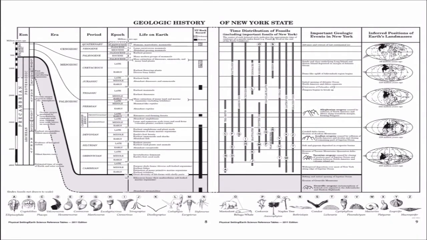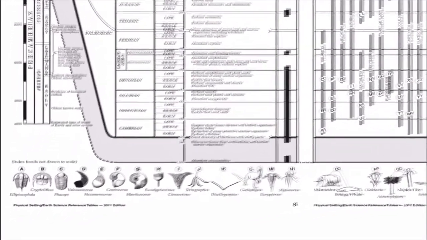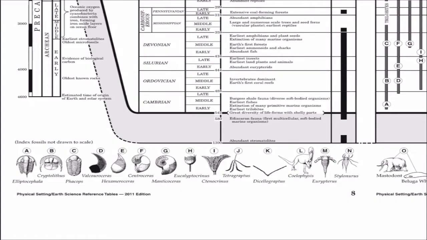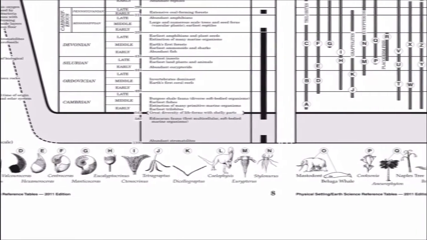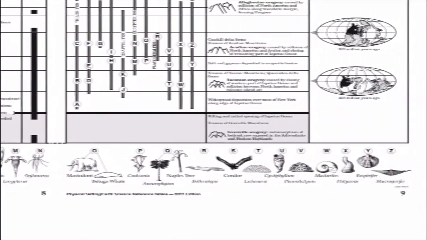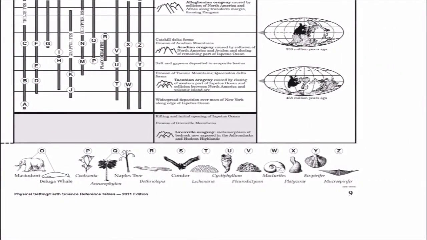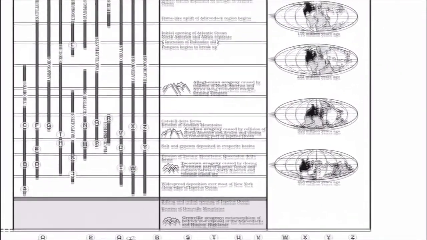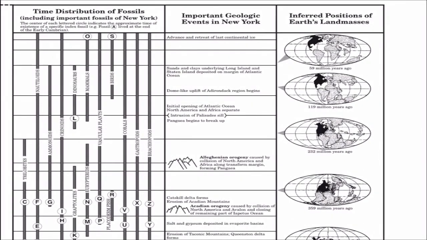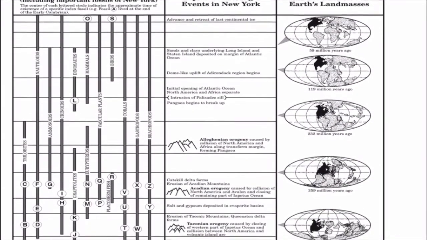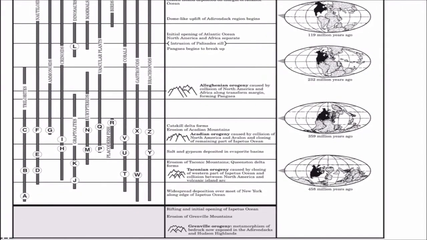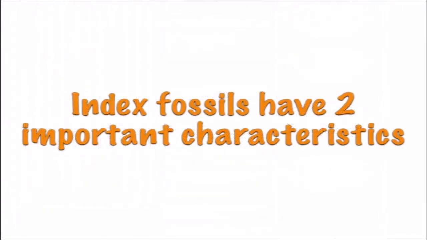On our reference tables on page 8 and 9, down on the bottom of the Geologic History of New York State, there are 23 different index fossils. Each index fossil is represented in the reference table by a letter. Those letters correlate with specific geologic time periods, as well as important geologic events in New York State and the world. It's these index fossils that allow us to correlate events that have taken place across the Earth.